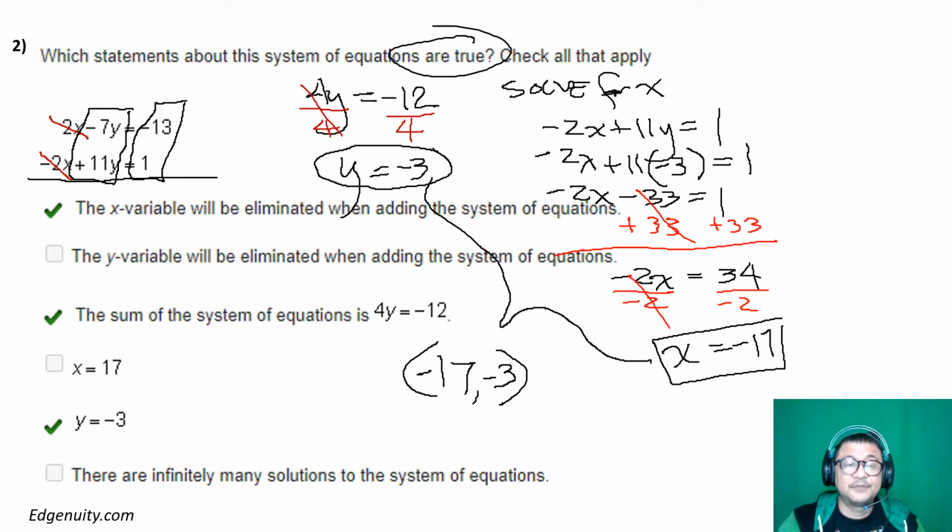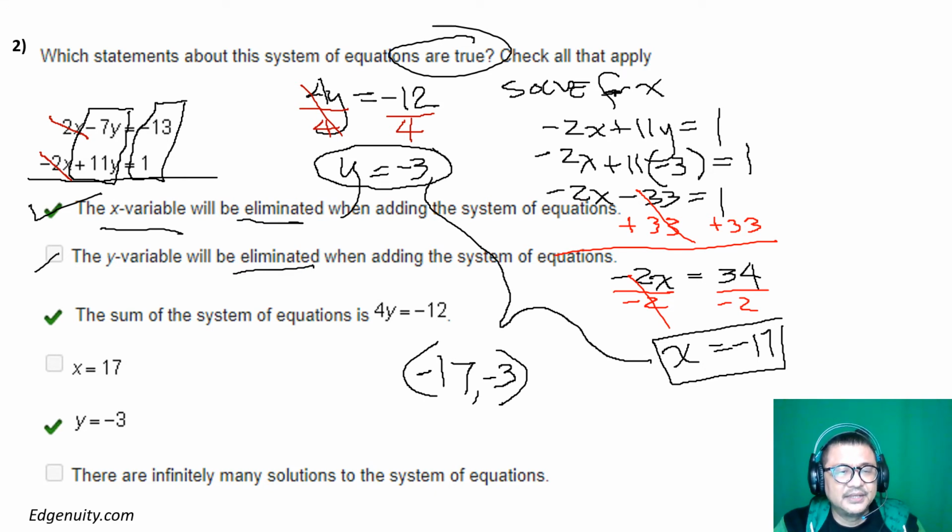Now, let's see from the following which is true. The variable x was eliminated. Yes, we did that. The variable y will be eliminated. No, we didn't do that. The sum of the system is 4x plus 12. Did we do that? Yes, over there. See that? 4x equals 12 when we added them.